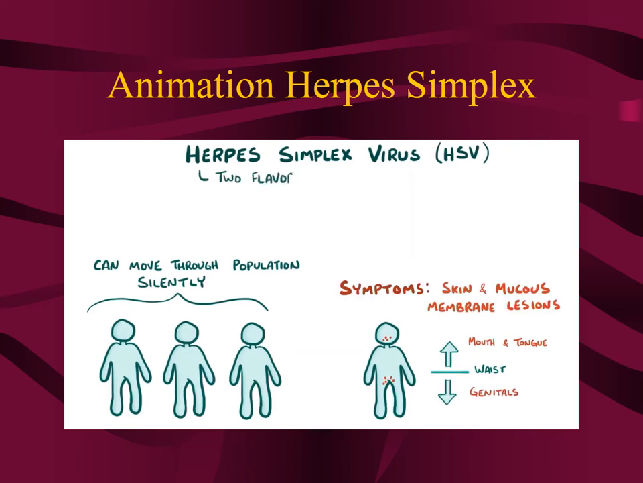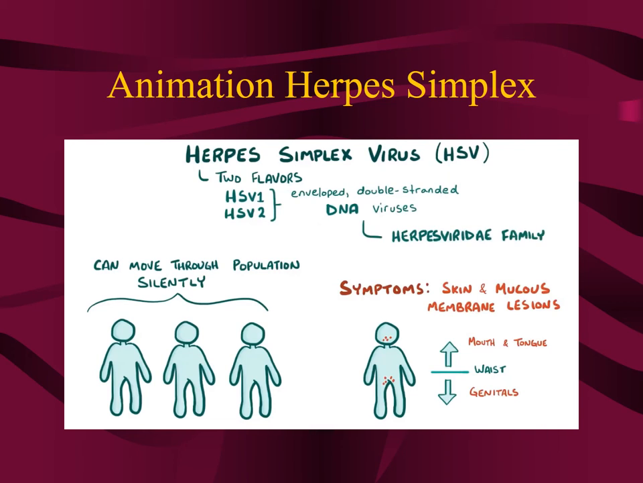There are two types of herpes simplex viruses, HSV1 and HSV2, both of which are part of a larger family of enveloped double-stranded DNA viruses, the herpesviridae family. Generally speaking, HSV1 tends to cause infections above the waist, and HSV2 tends to cause infections below the waist. But there's a lot of crossover because both viruses can cause both types of infections.